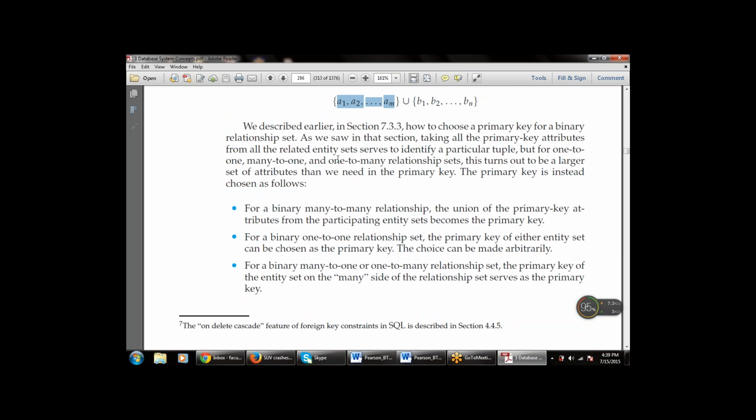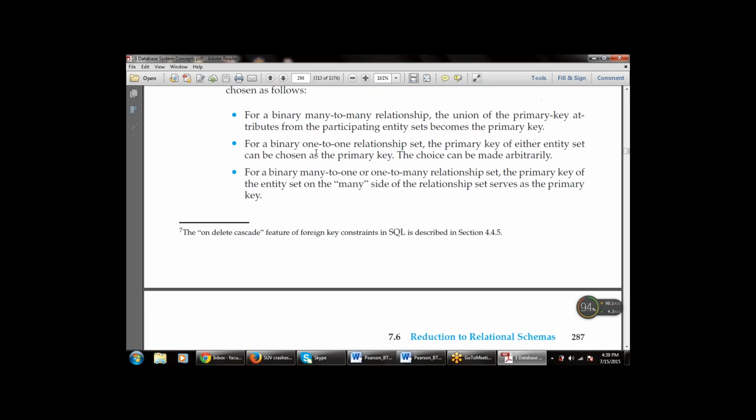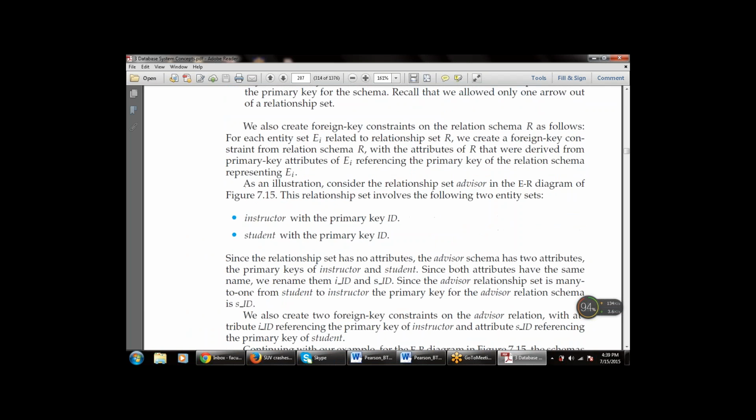For a many to many relationship, the union of the primary key attributes from the participating entity sets becomes the primary key. For a binary one-to-one relationship set, the primary key of either entity set can be chosen as the primary key. The choice can be made arbitrarily. For a binary many-to-one or one-to-many relationship set, the primary key of the entity set on the many side of the relationship serves as the primary key. This is used as the foreign key in the many-to-many relationship or the different types of binary relationship that are available.